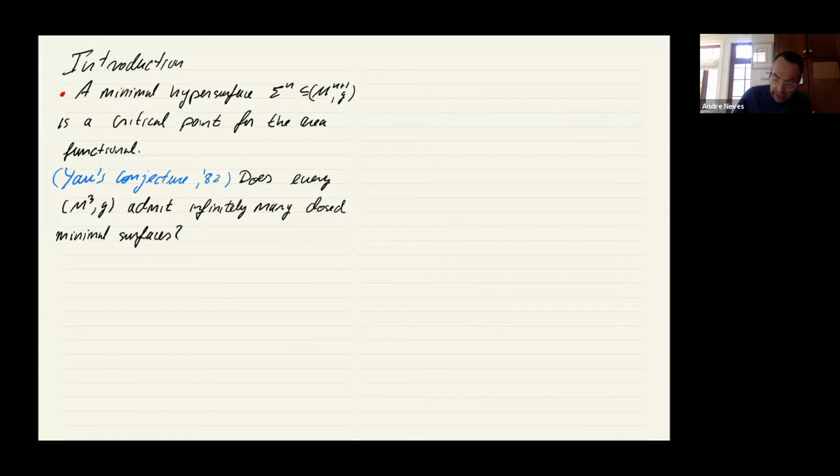For many years, the best result known was due to Schoen, Simon and Pitts, which showed that you can always find at least one. And then in the last years, there have been tremendous developments on this question. I'll just go through some of the recent developments.